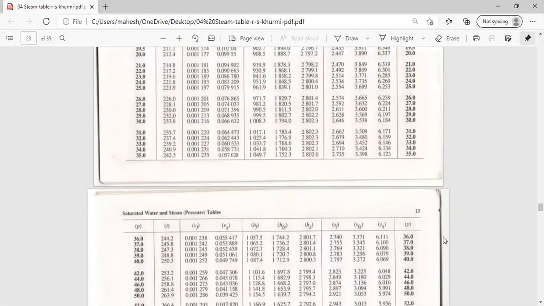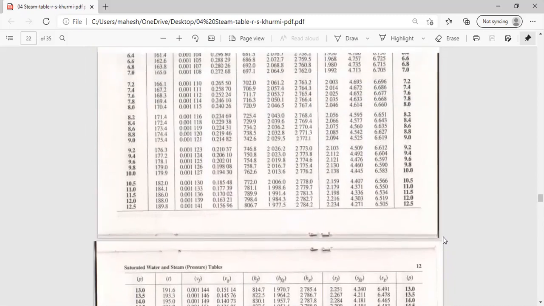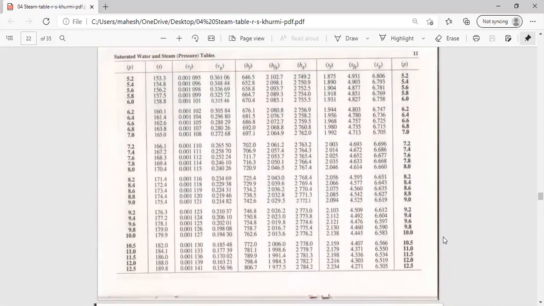Now suppose you are asked to find the specific enthalpy at 10 bar. Okay, so specific enthalpy of saturated liquid at 10 bar. So 10 bar is seen over here. At 10 bar, we need to look for the hf value. So the hf value at 10 bar is the specific enthalpy of saturated liquid. Look at the value, and that value is 762.6 kilojoules per kg.